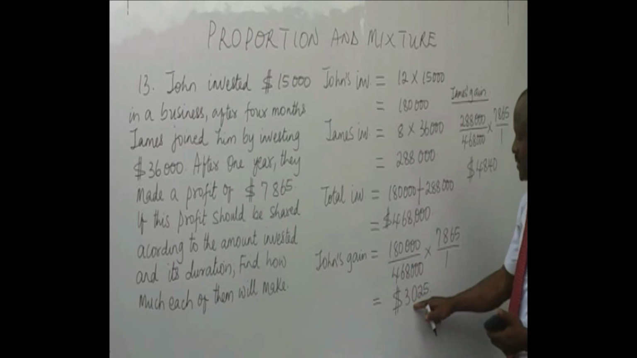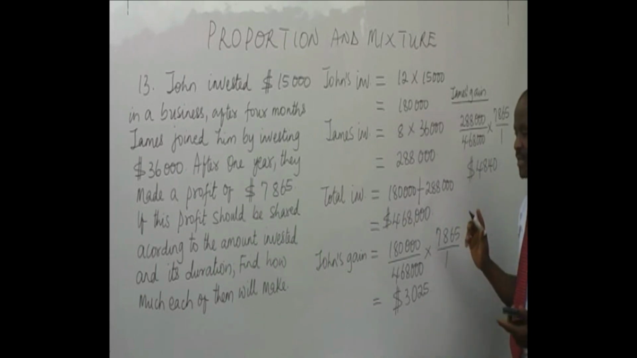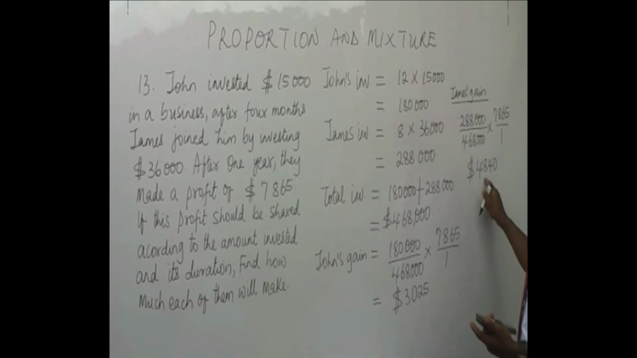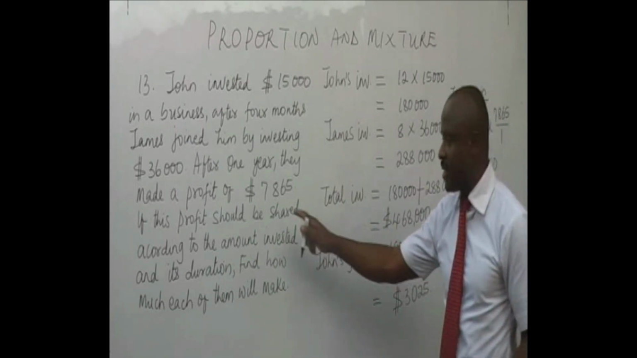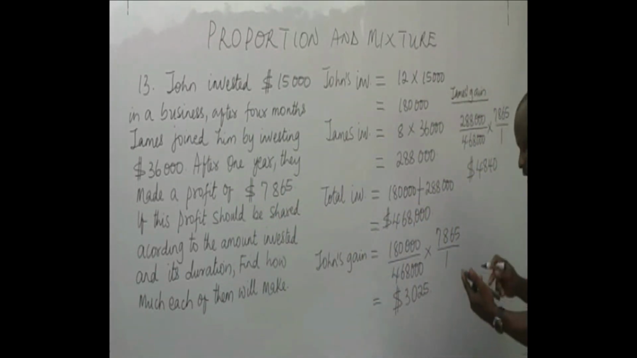Now, if you add this and this, to show you that there was no cheating inside, this and this should give you the gain they made, which is $7,865. So let's check.